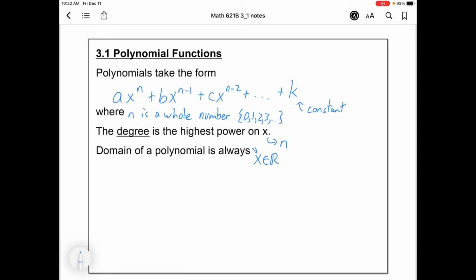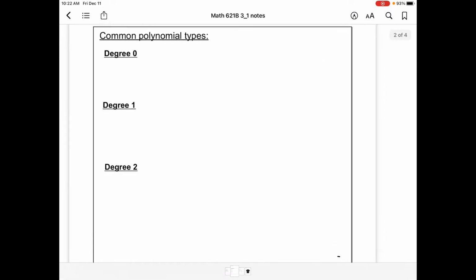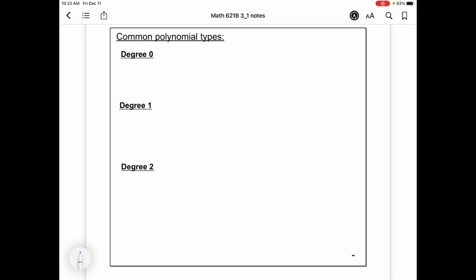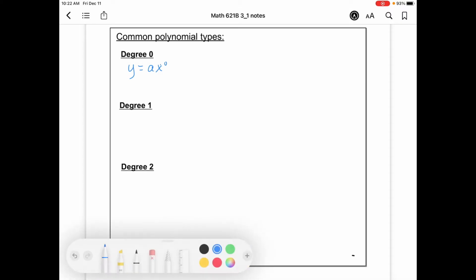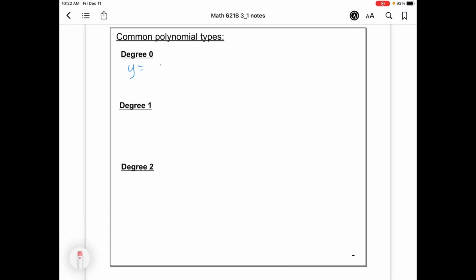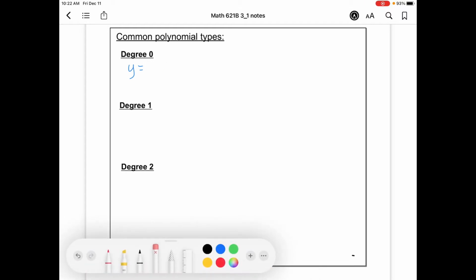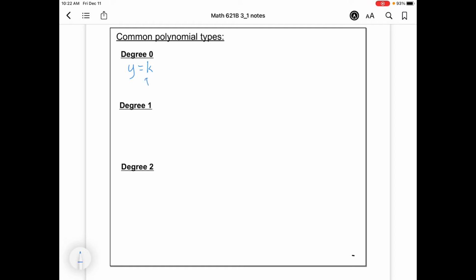The next thing we'll do is look at some common polynomial types. So degree is the highest power that's on x. So here are some that we've run into before. If you have a degree 0 polynomial, that would mean you'd have y equals a x to the 0, or you just have a constant. We could think of it as just y is the constant in that case. If it's degree 0, you won't see the x at all. So y is a constant. That is the equation of a horizontal line. So any degree 0 polynomial is a special case. It's a horizontal line. Super boring.